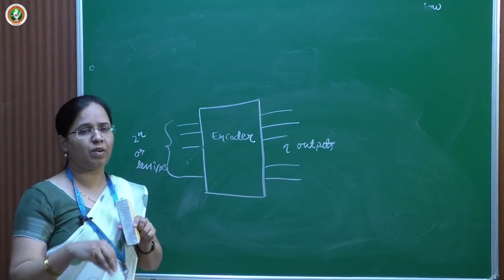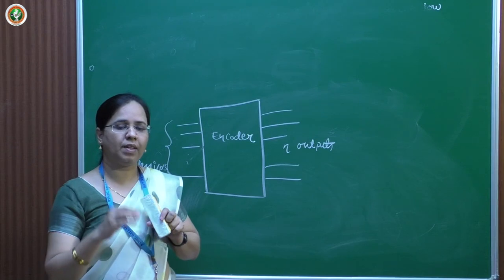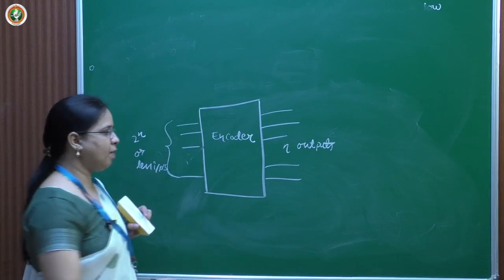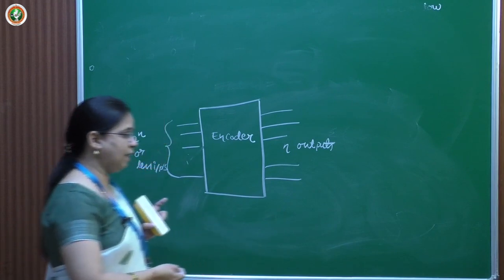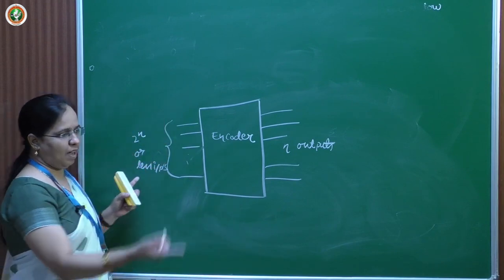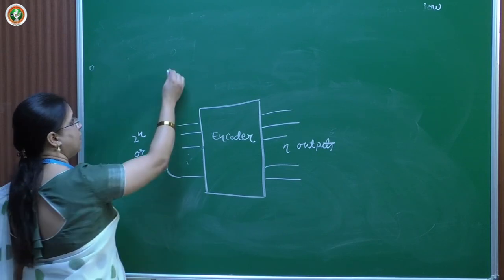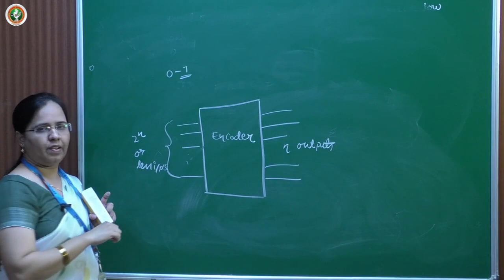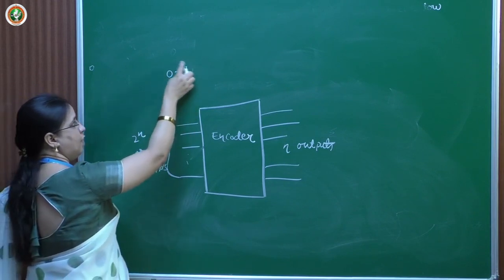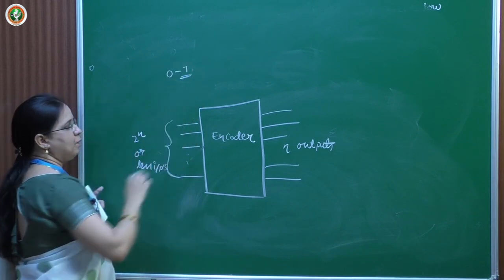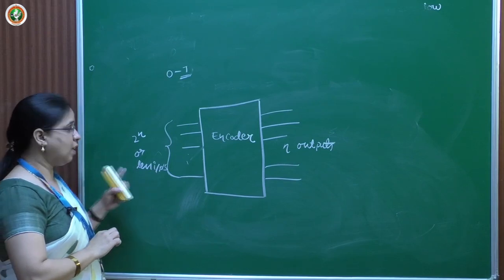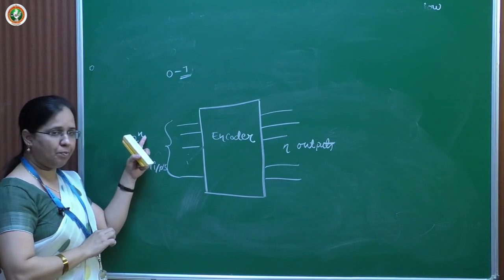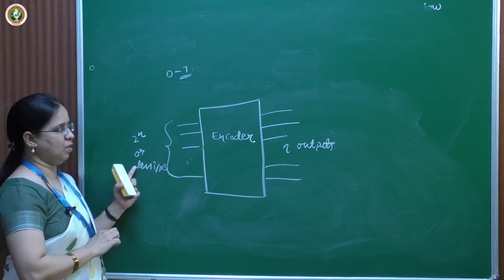Reverse operation means what do I want to do? I want to perform the conversion from octal to binary. When I represent an octal number, I take the numbers from 0 to 7. So how many inputs do I have? 8 inputs. As I already said, it may have either 2 power n inputs or fewer inputs also.